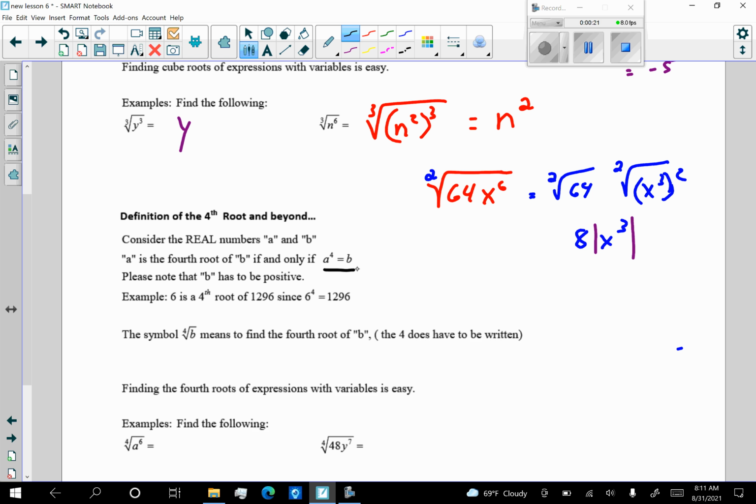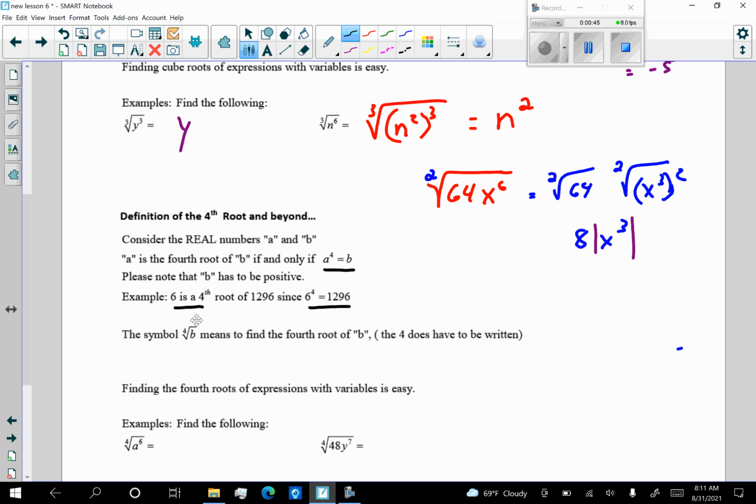Example, 6 is the fourth root of 1,296, since 6 to the fourth is 1,296. So these are the two statements right here that say that 6 is the fourth root of 1,296. The symbol, fourth root of b, means to find the fourth root. The 4 does have to be written. The only time you don't have to write it is if you're doing a square root.